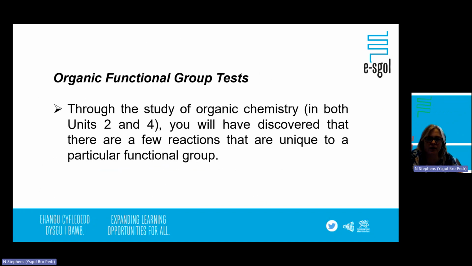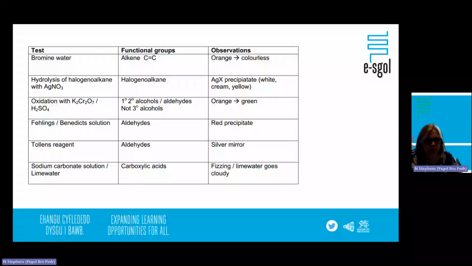Okay, so through your study of work in units 2 and 4, which were heavily organic, as you recall, you've already discovered that there are reactions that are specifically used, tests that are specifically used to identify functionality. Okay, so for example, building on GCSE, I suppose you know that bromine water is a test used to test for unsaturation, so it identifies alkenes.